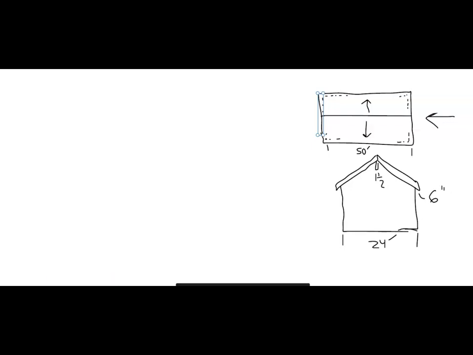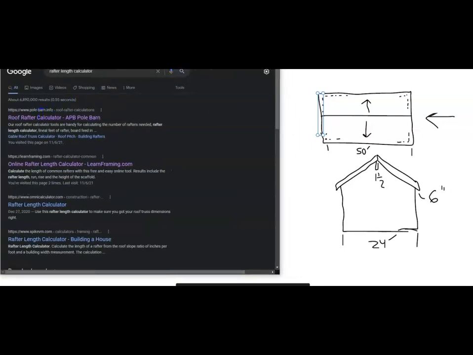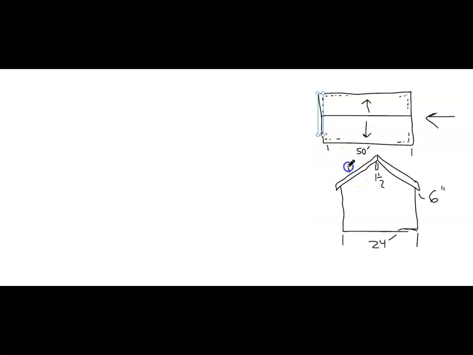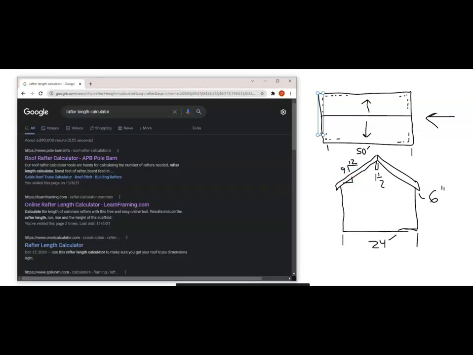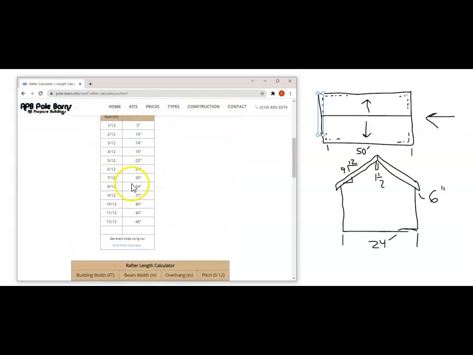What I did was I just Googled rafter length calculator, and we also need a pitch. So let's call it a 9/12. For every 12 inches of run, it rises 9 inches. Then all I did was Google rafter length calculator, and there are numerous ones out there, and this looks like the chart that we just saw.